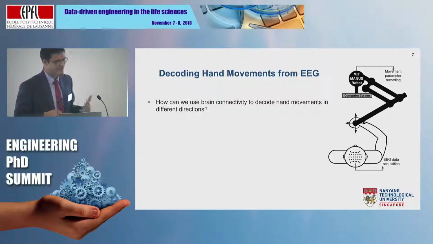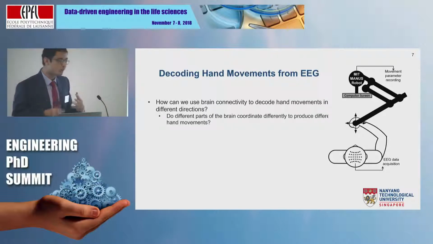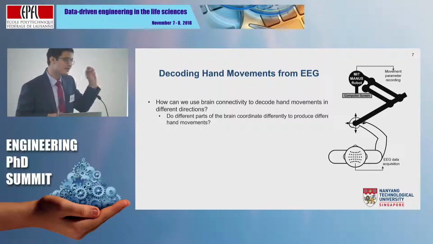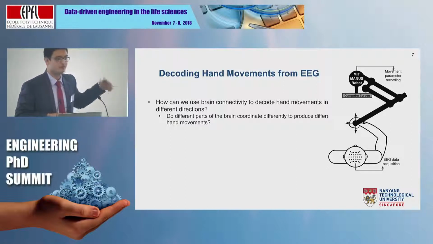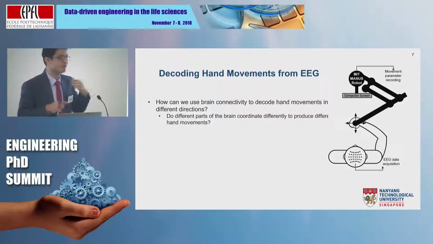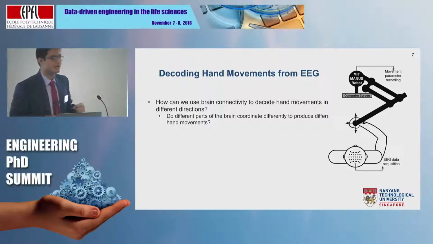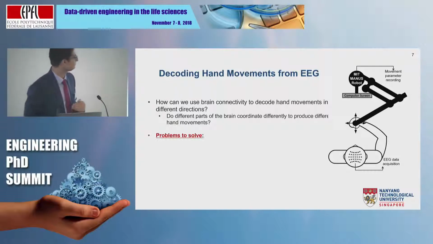The hypothesis is that different parts of the brain will actually coordinate differently in order to carry out different hand movements, right? And if we are able to estimate and identify these differences in interactions, be it in the space domain, time domain, or frequency domain, and identify the different interactions in the form of different graphs, then maybe we will be able to identify different complex hand movements.